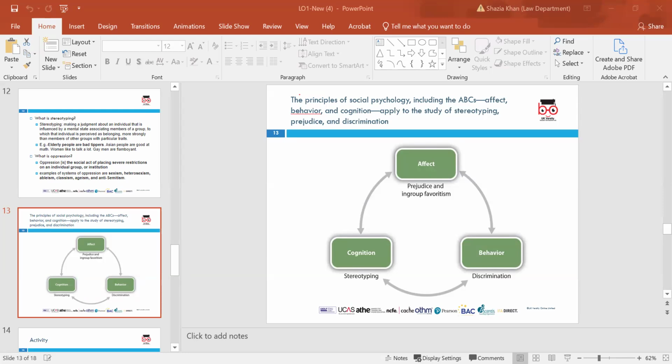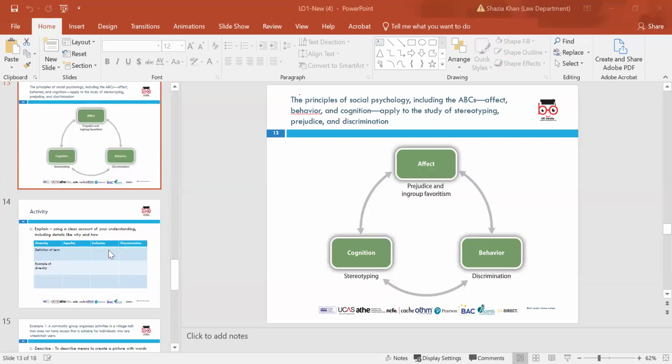So you look at the elements of behavior and the elements of affect, prejudice, and in-group. And then we have cognitive, which refers to how we stereotype, why we stereotype like that, what our behaviors are, and why we behave like that in regards to this ABC model of attitudes in social psychology.